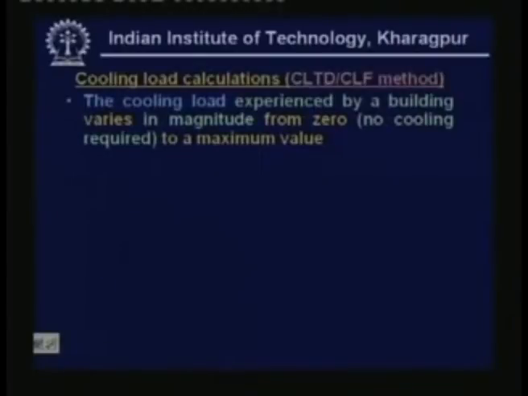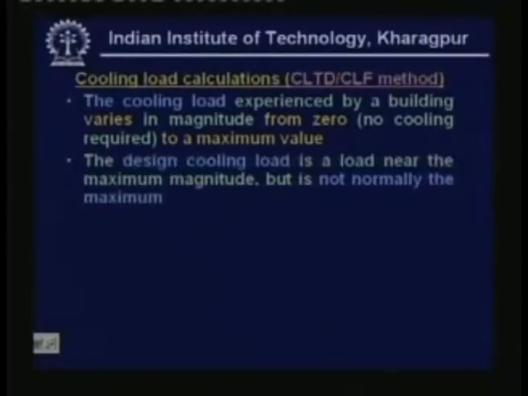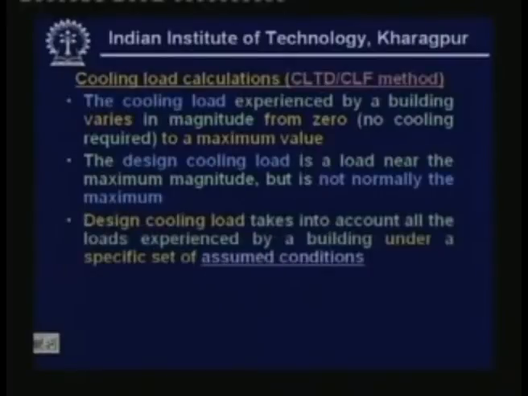The cooling load experienced by a building varies in magnitude, it does not remain constant, and the variation can be from 0, that means no cooling is required, to a maximum value. And the design cooling load is a load near the maximum magnitude, but is not normally the maximum. Okay, it is near the maximum but not the maximum. Design cooling load takes into account all the loads experienced by a building under a specific set of assumed conditions.